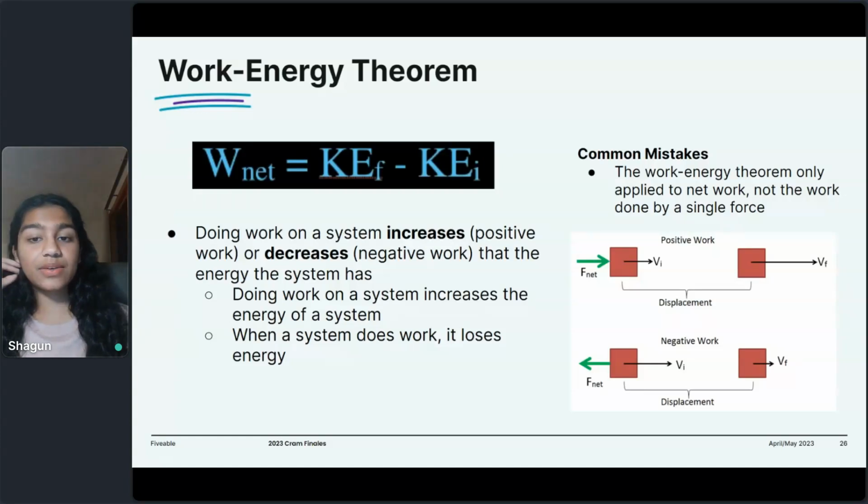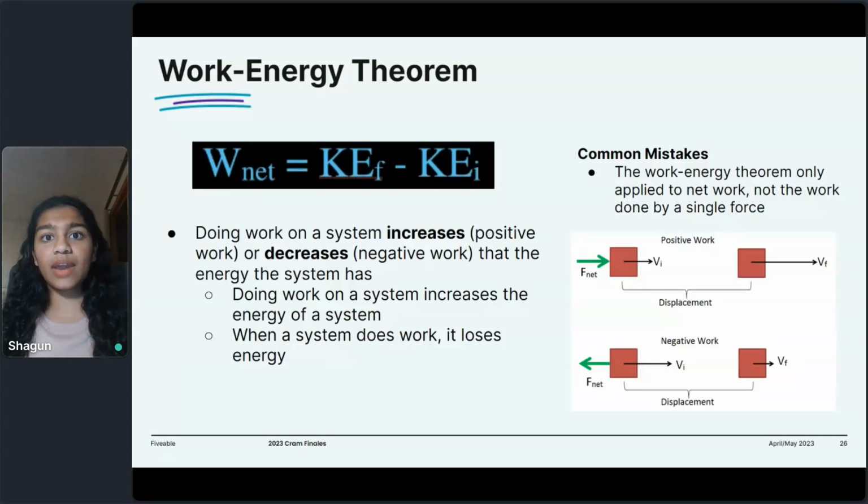A common mistake in the work-energy theorem is that many people think this theorem is associated with just the work of a specific object, for example, like a book, something that's not completely isolated from its system. And that's not actually true, because when you're thinking about an object within the context of an entire system, the work-energy theorem actually applies to the total work done on that system. That's the net work. You're not specifically talking about a specific object or the work done by that singular force.